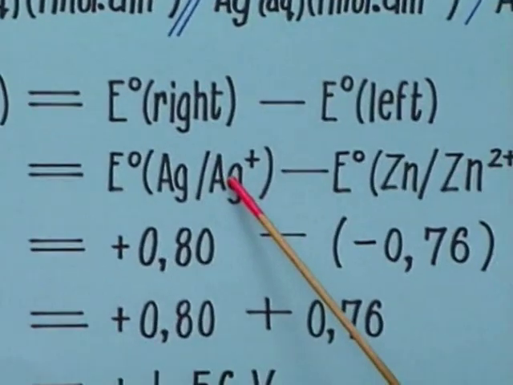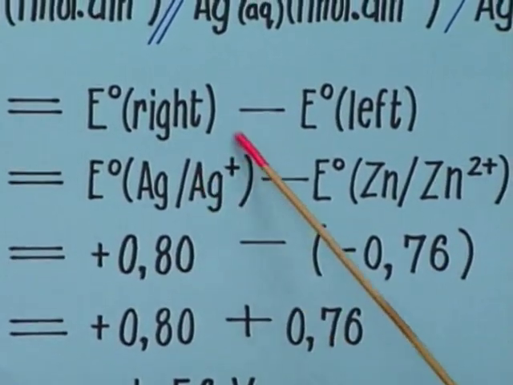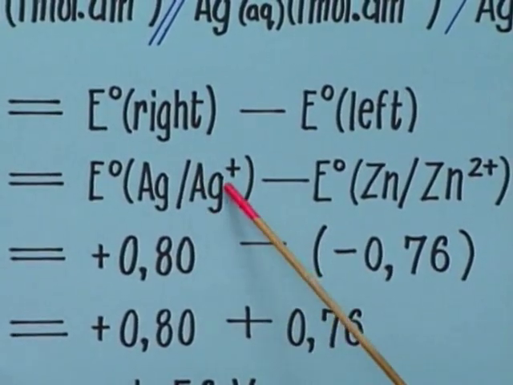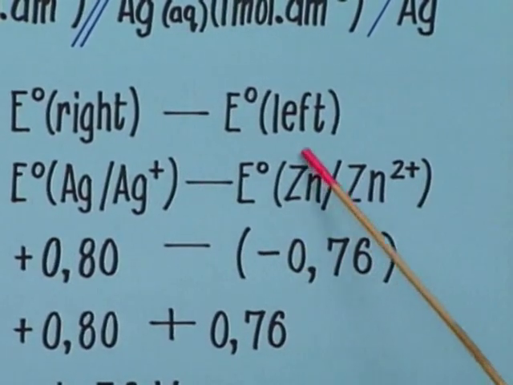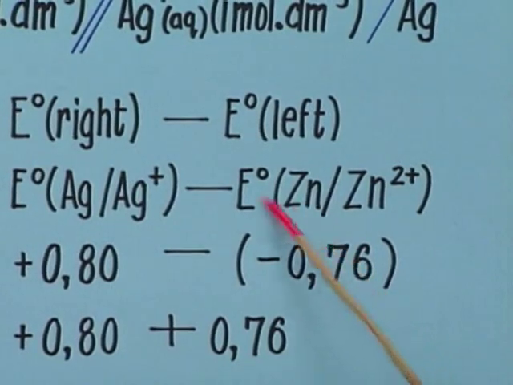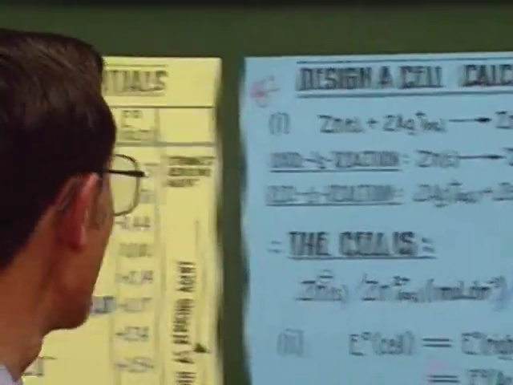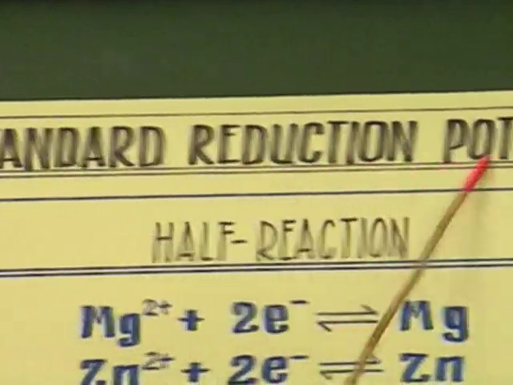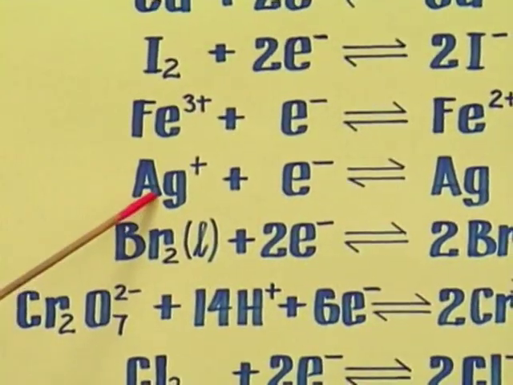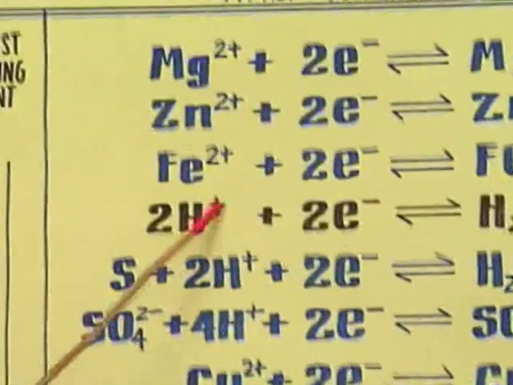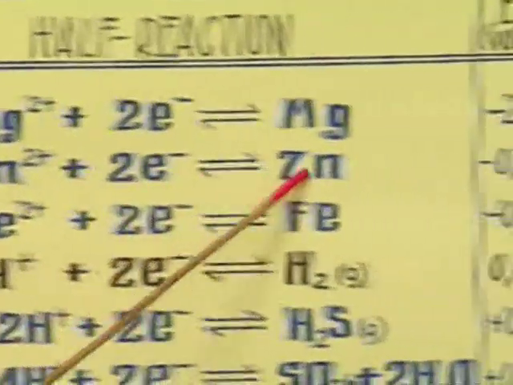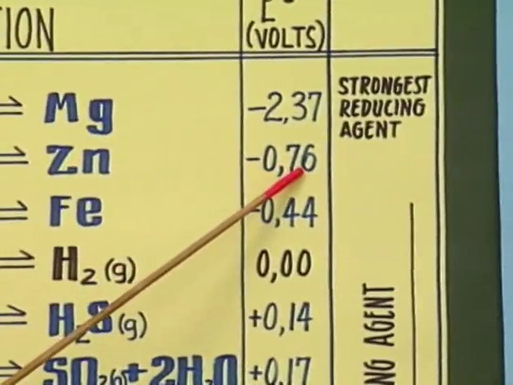This means that the reduction half cell, where the oxidizing agent is found, is written over here, and the oxidation half cell with the reducing agent on this side. When we refer to the standard reduction potential series, we find that the standard electrode potential for the silver half cell is plus 0.8 volts, while for the zinc half cell, it is minus 0.76 volts.